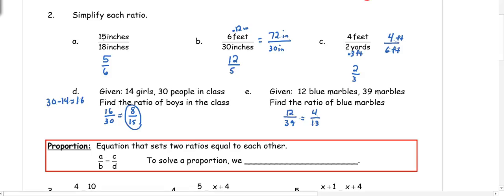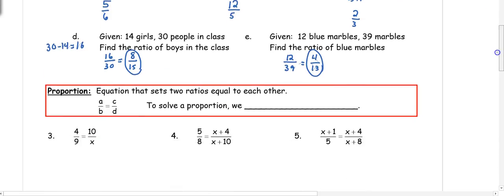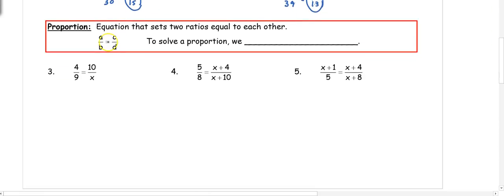So when we put ratios equal to each other, we get a proportion. When we are trying to solve a proportion, we're going to use cross multiplication. So when we do cross multiplication, the number from the top of one fraction multiplies with the variable or number on the bottom of the other fraction. So in this case, we would have A times D is equal to B times C.